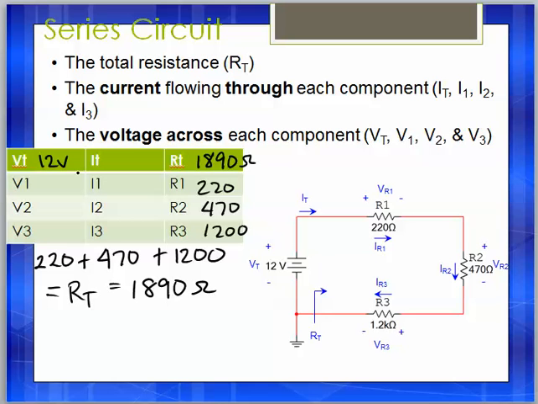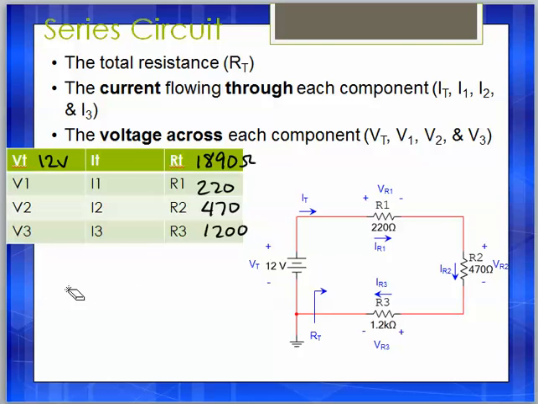Well, the second step here now is to find IT, your total current. Well, how do I find IT? I go back and use my equation, V equals I times R. I'm going to simply say V equals I times R. Voltage here is 12. The current is what I want to know. The resistance is 1890.